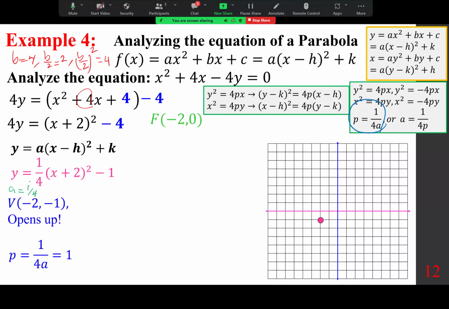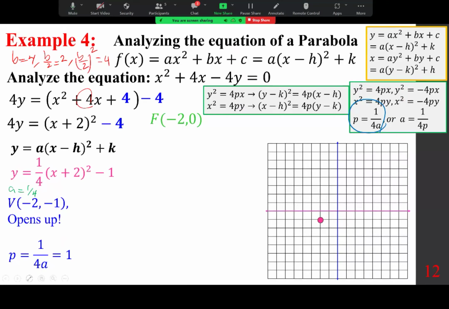So we know the focus, therefore, is at (-2, 0), because it's inside. This opens up and it's inside. So take this up by p units from the vertex: add 1 to the y coordinate, you get (-2, 0).